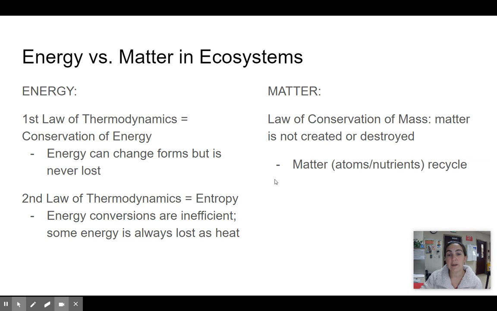So I just wanted to take a minute and remind you that all of these laws of nature apply to living things as well as everything else. So as we talk about energy flow and how these organisms interact, all of this stuff is still true.